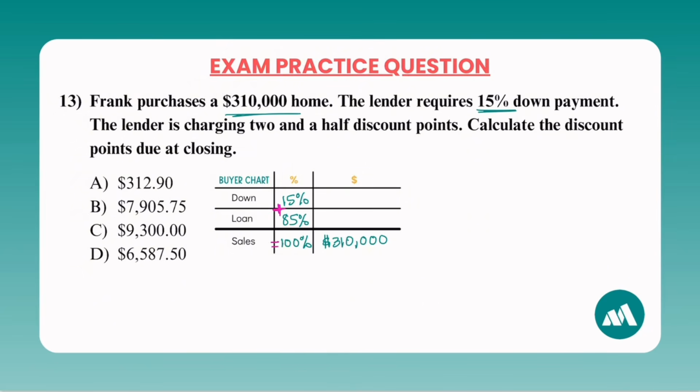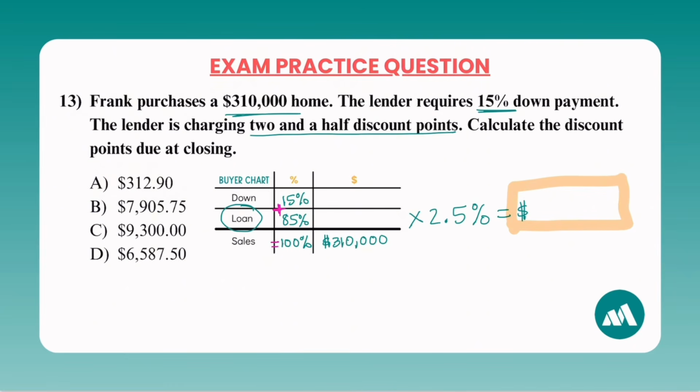Now we see that the lender is charging 2.5 discount points. So remember, discount points are always attached to the loan amount, so we're going to be multiplying it by the loan amount. So that's going to be times 2.5% here. And what they really want to know is how much is the buyer paying in discount points.